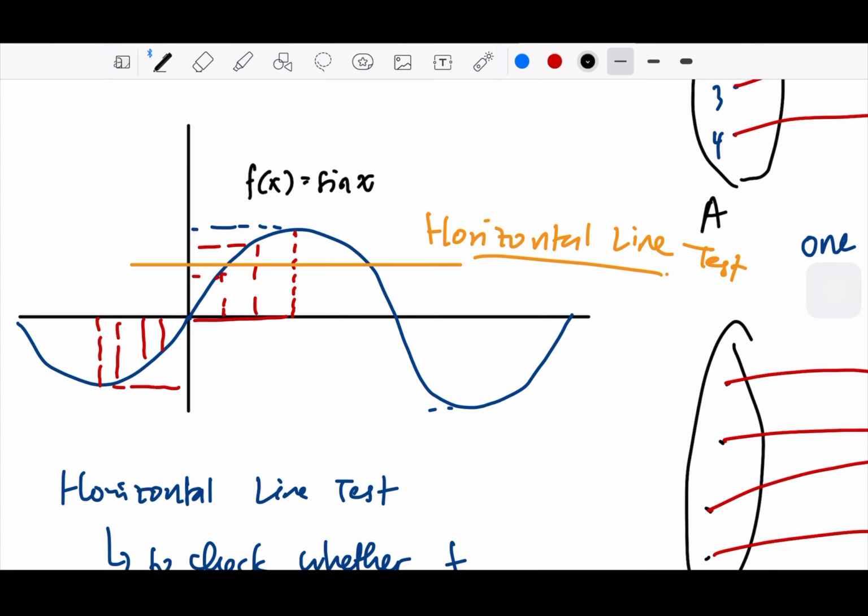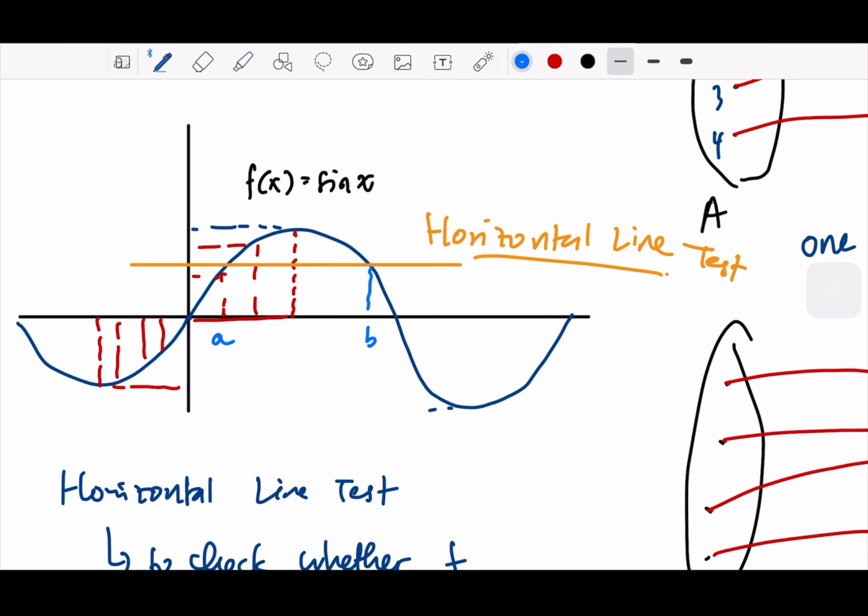Because at some point here, let's say this is A, and maybe this is B. At x equal A and x equal B, they have the same value, the same f of x, which means that it is not a one-to-one function. We can illustrate it with a horizontal line, and we call this the horizontal line test. When this line crosses the graph more than once, which means it has two points now, then it is not a one-to-one function.